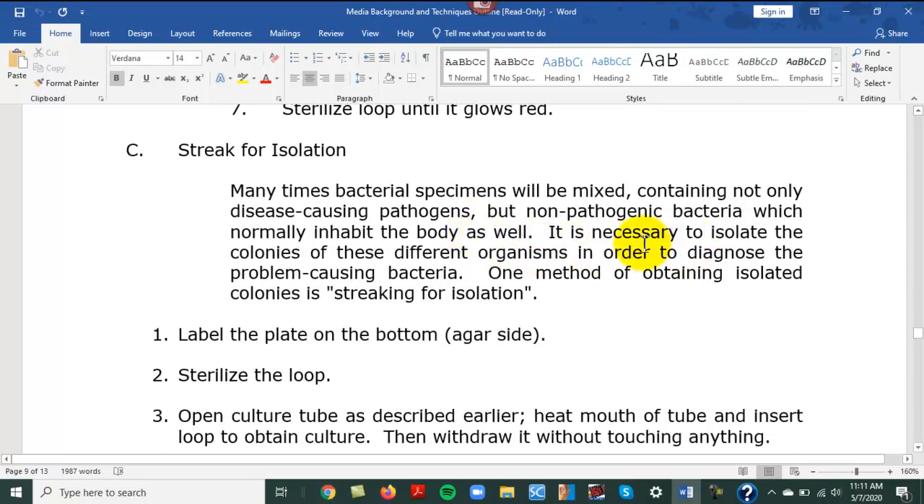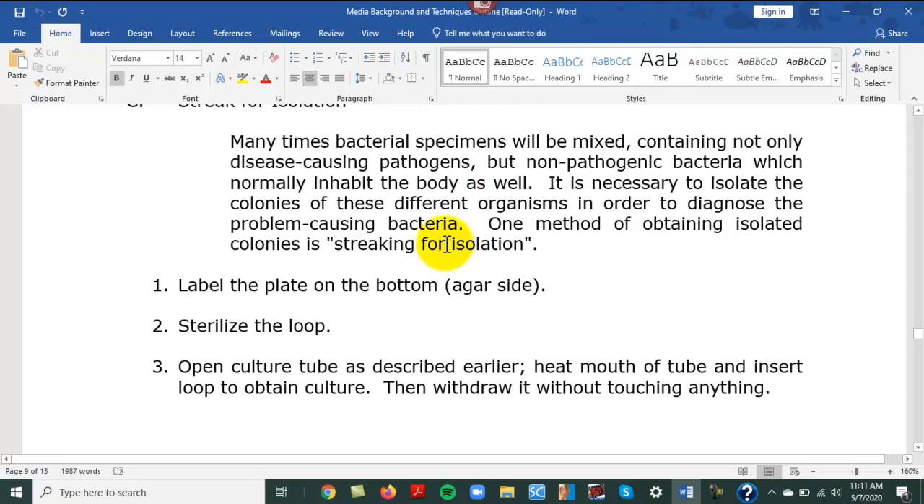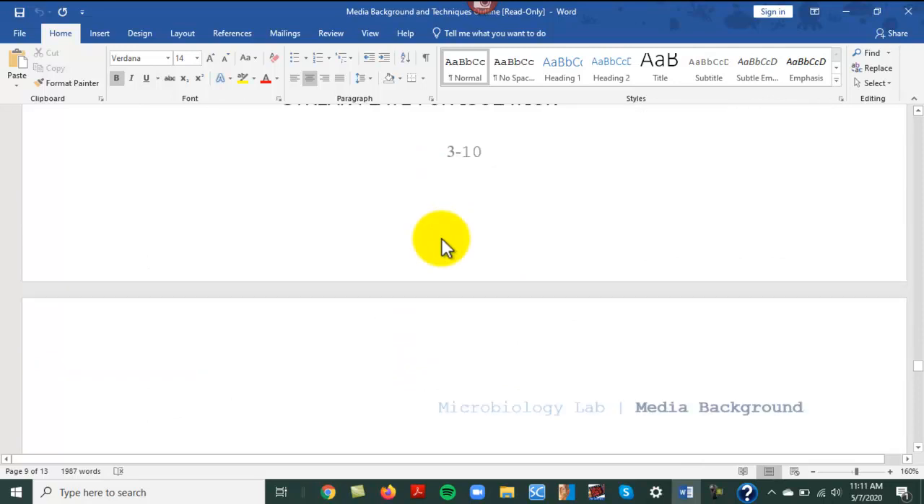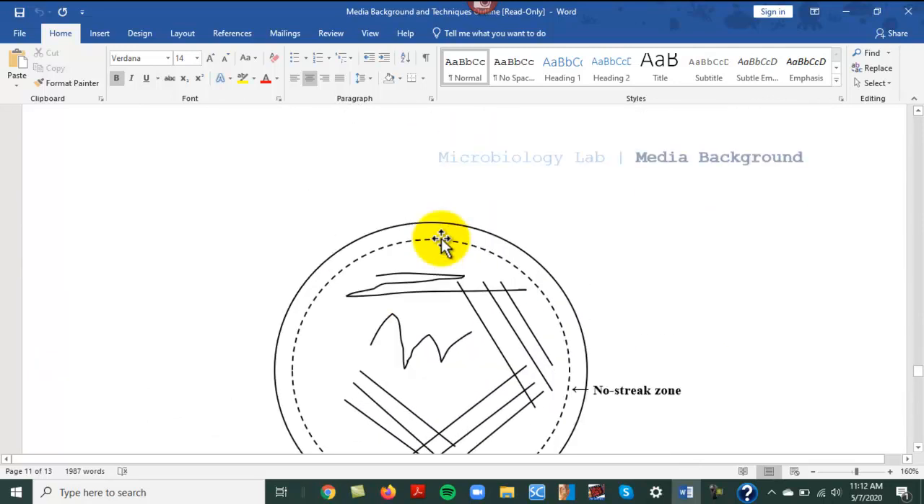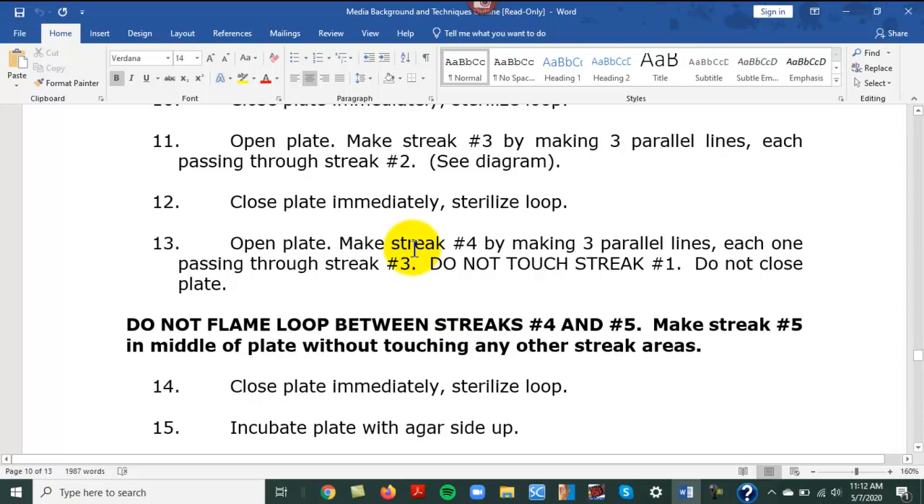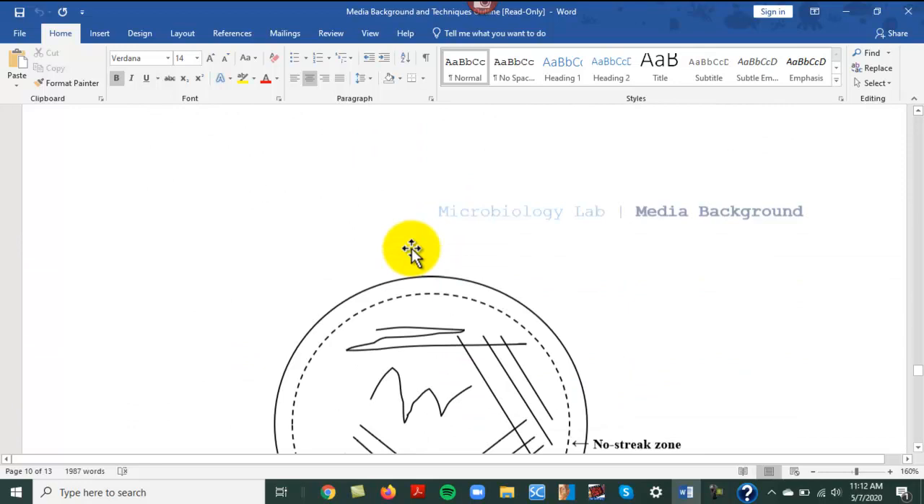Anyway, mixed cultures will be mixed, containing more than one organism. A pure culture only has one organism. So what you would do, this is the entire streak for isolation procedure. And there's a video for that as well under the media lab videos. It's the very last one on the bottom. A person does this. So what you would do, here's the drawing.